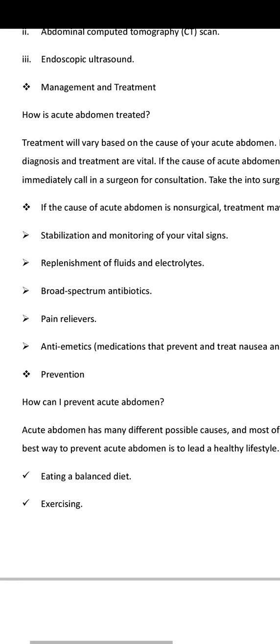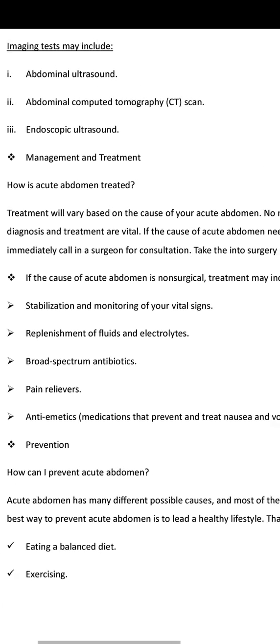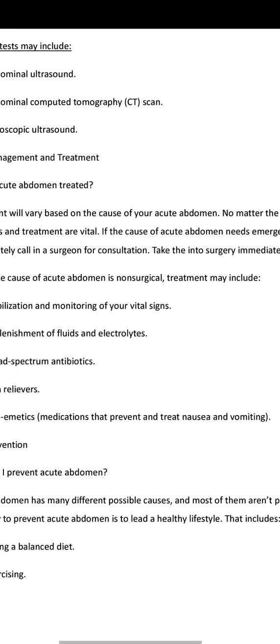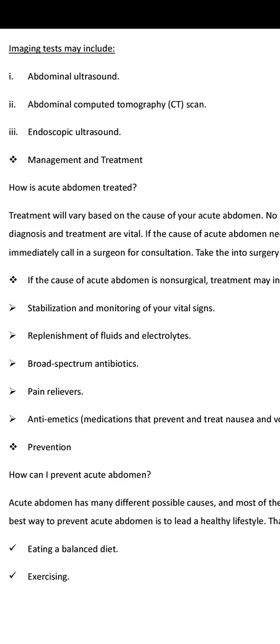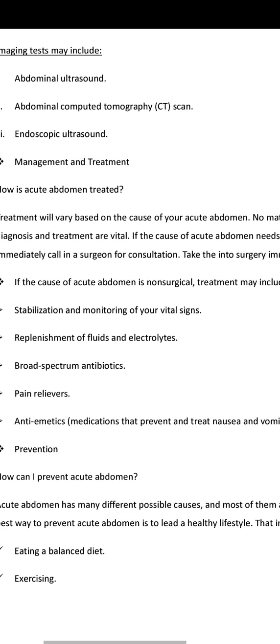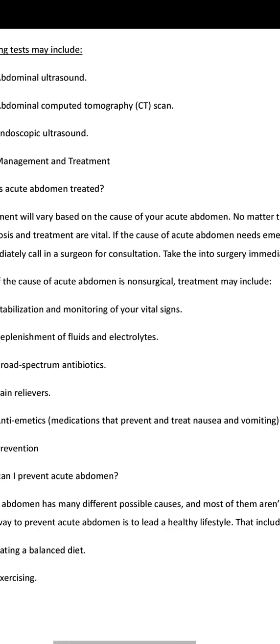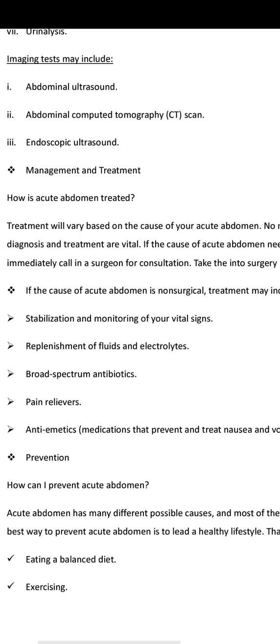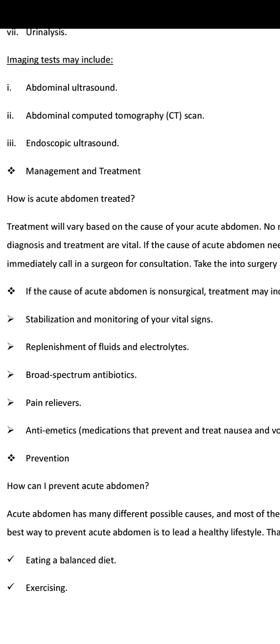So how do you treat acute abdomen? Acute abdomen can be treated in two ways: surgical or non-surgical treatment. The non-surgical treatment includes stabilization and monitoring of the vital signs. The vital signs are the ones which have been changed due to the patient having the signs and symptoms of shock or anemia. So you need to stabilize these signs and symptoms.